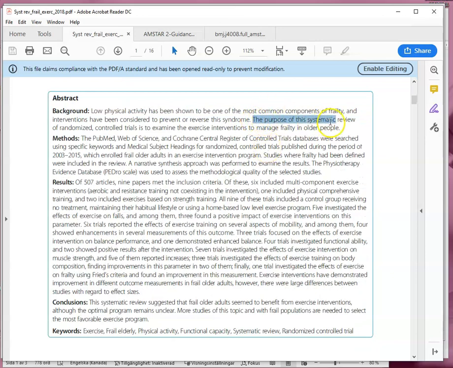The purpose of the systematic review is to examine exercise interventions to manage frailty of older people. So it's about the evidence of these interventions. And what did they do? They checked some databases, and then they made a narrative synthesis approach. So not a meta-analysis, they just checked the data. And the quality of the included studies was checked with a scale called the PEDro scale, the methodology quality.